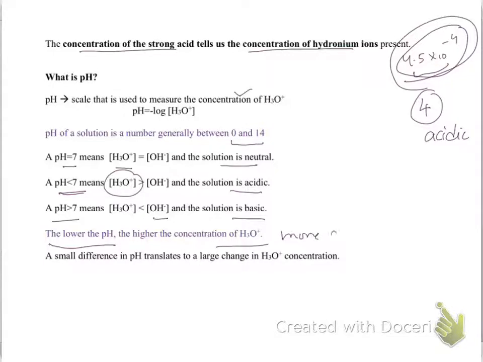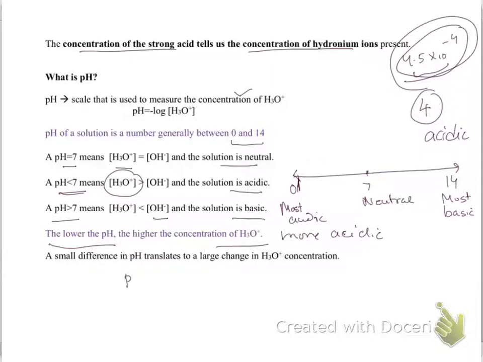More acidic. So if you look at the scale, let's say this is 0, here it is 7, here it is 14. So here is most acidic, and this is most basic, and this is neutral. So if I talk about pH 4 versus pH 5, which one is more acidic? pH 4. The lower the pH, the higher the concentration of hydronium ions, and that's what decides the acid concentration.